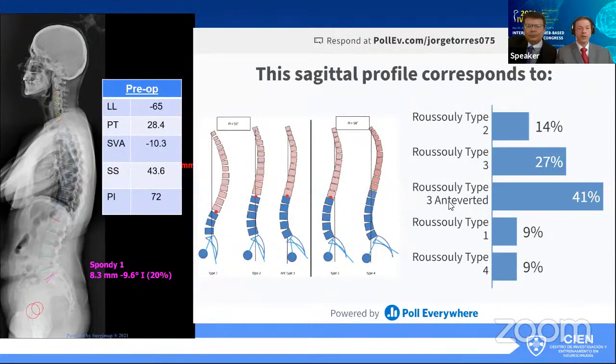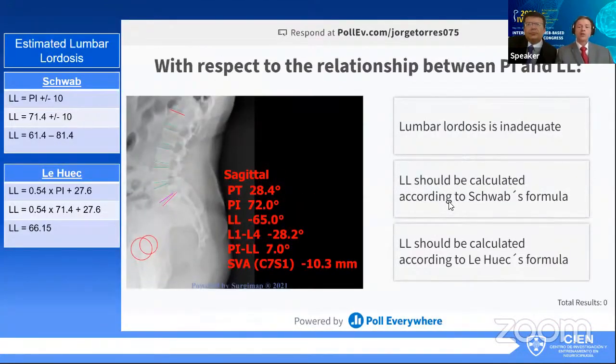Okay, let's go for the next question. With respect to the relationship between the pelvic incidence and the lumbar lordosis, what do you think? Is this lumbar lordosis inadequate for this patient?